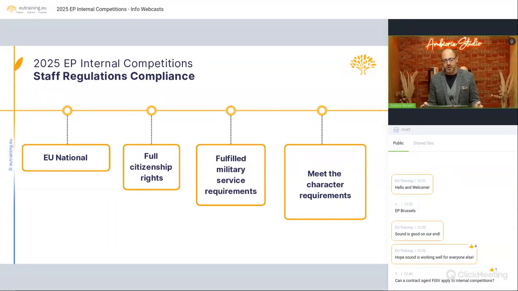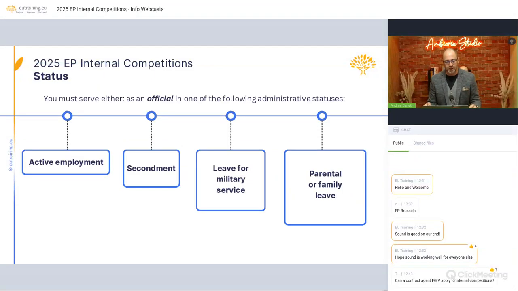So the general criteria is really pretty straightforward and classic, so to say, which is being an EU national. You need to have full rights as a citizen. You have fulfilled military service, as long as that is an official requirement in the country of your citizenship, or you have been exempted from it. And then you need to meet the character requirements that the job requires. So that basically relates to any criminal track record, which you most likely don't have. And that's probably a good thing, because then you may not check this particular box in the criteria.